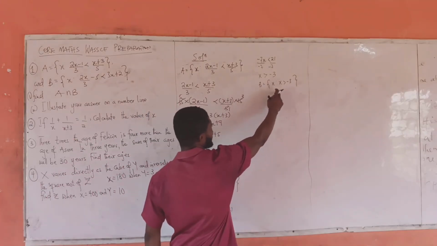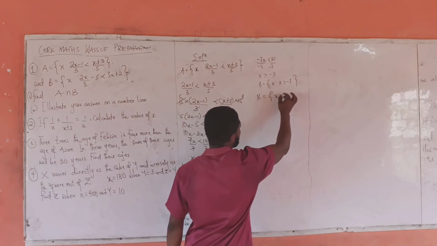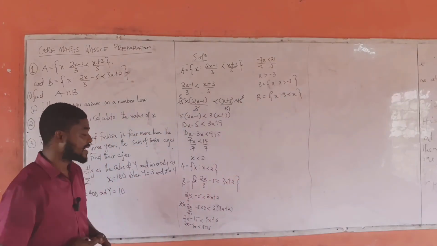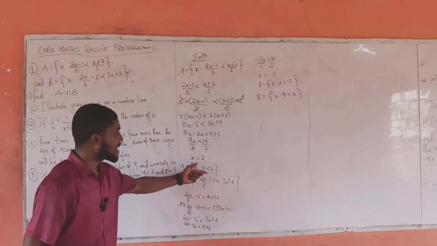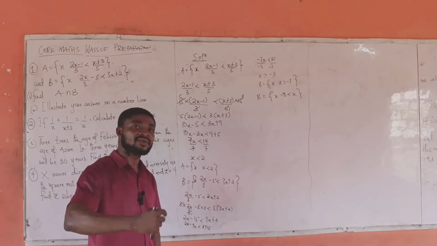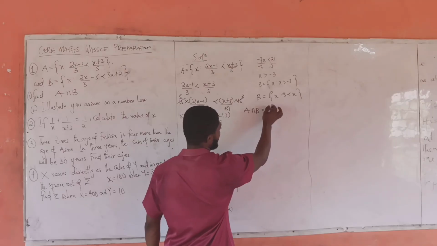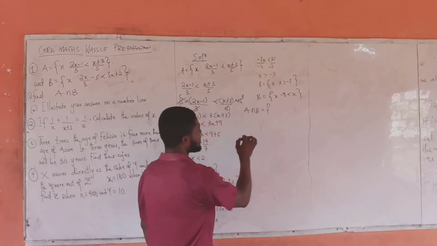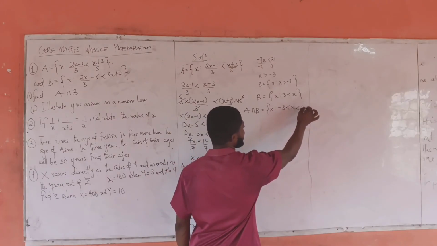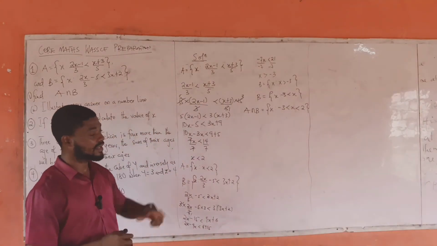So I can write this as negative 3 is less than x. And then here too, we say x is less than 2. So if negative 3 is less than x, and x is also less than 2, then it means that A intersection B can be given as {x such that negative 3 is less than x, which is also less than 2}, like this. And it makes it very easy for me to put this on the number line.